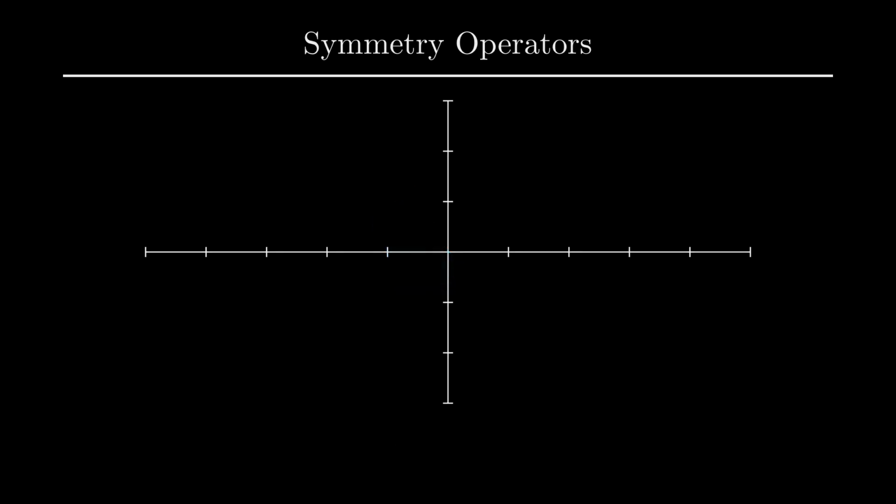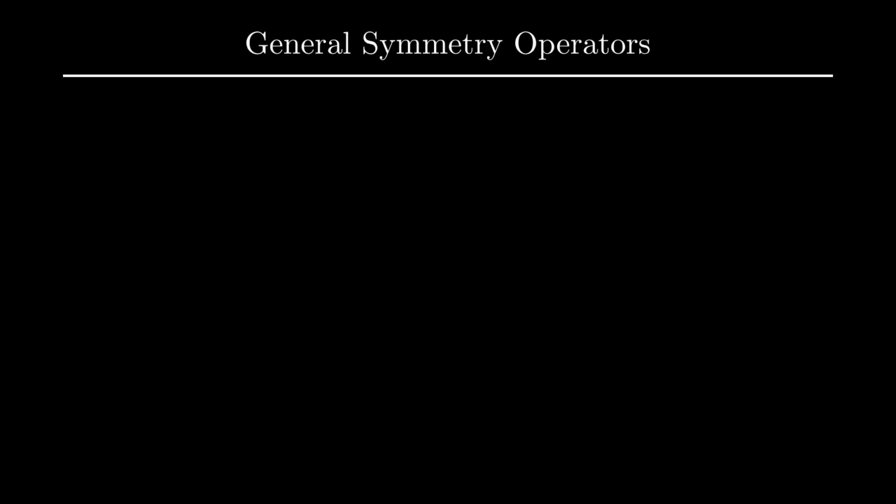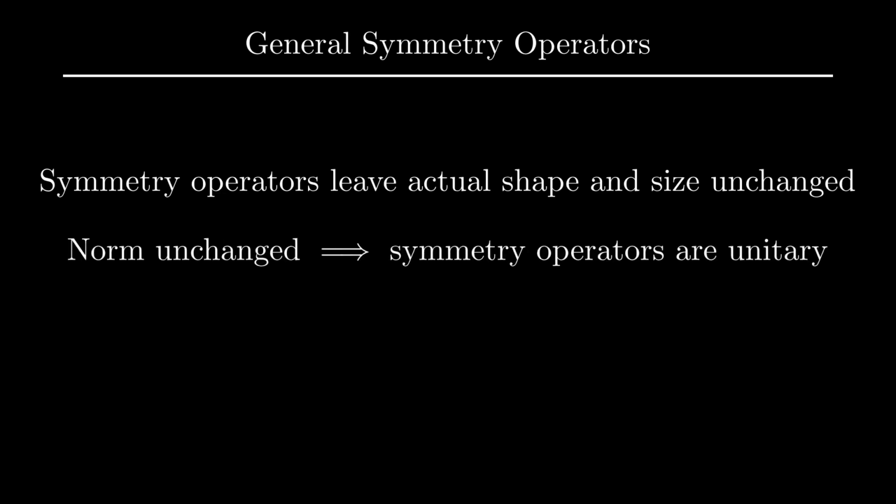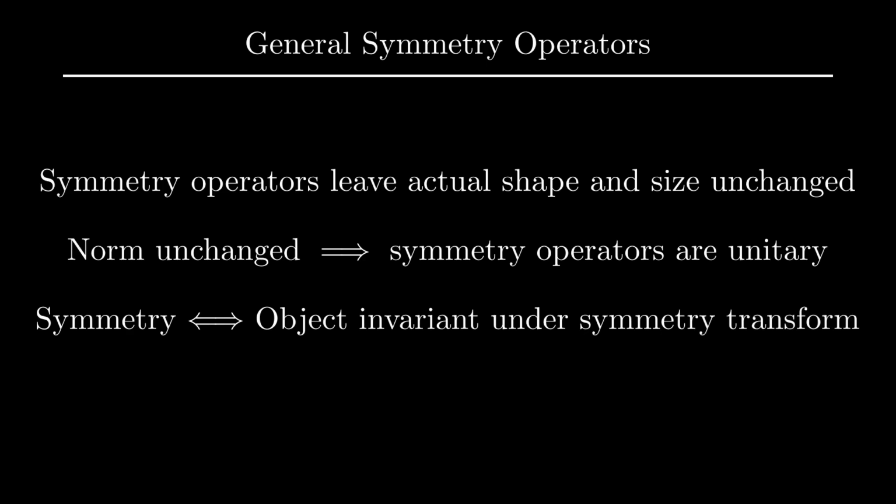Among all the transformations presented here, there's one common trait that they all have. They leave the shape of the object itself invariant under the transformation, meaning that all we change is the position and orientation. If we consider a symmetry operation applied to something like the wave function, all this means is that the norm remains unchanged. Consequently, we have that a symmetry operator is simply a unitary operator and vice versa. Altogether, we have that a given symmetry means that an object is invariant under such a transformation.